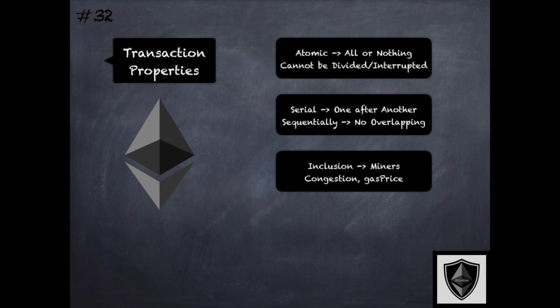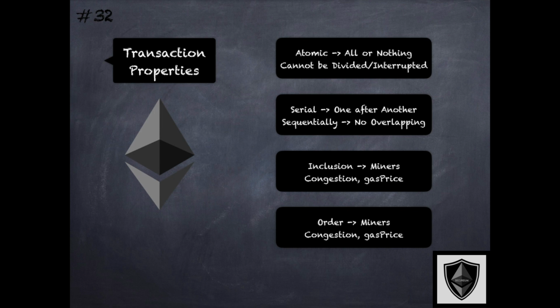The third property is that of transaction inclusion. So when a user submits a transaction, what is the guarantee that it gets included within one of the blocks on the Ethereum blockchain? This aspect is controlled by entities on the Ethereum blockchain known as miners. We'll talk a bit more about them. Miners run Ethereum nodes and they decide which transactions to include within a block on the blockchain. This depends on multiple factors, the key ones being the congestion on the Ethereum network, or in other words, the many other transactions that are competing for the same block space. It also depends on the gas price that the user decides to use for the particular transaction.